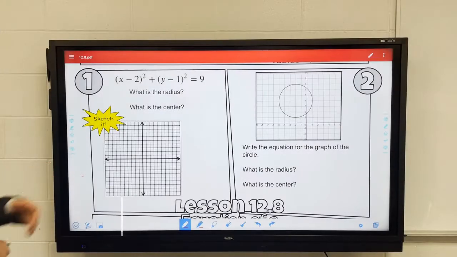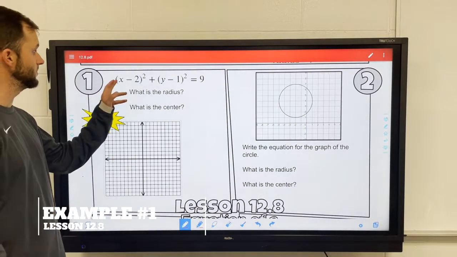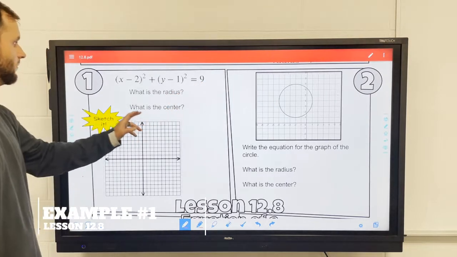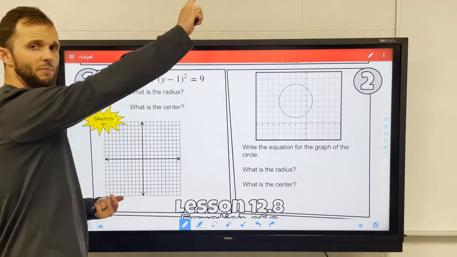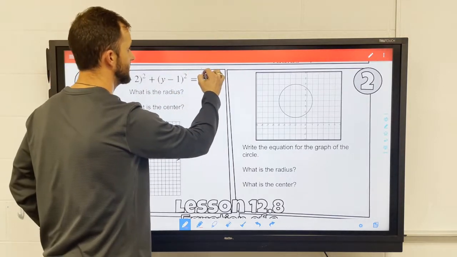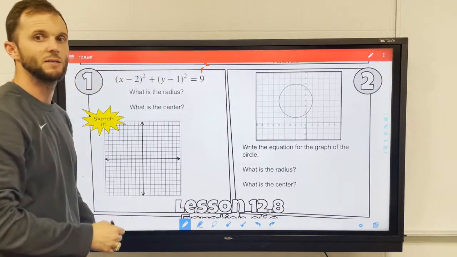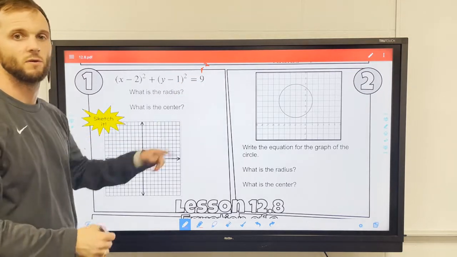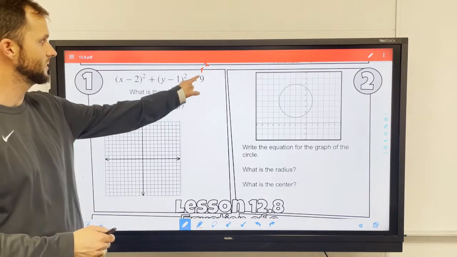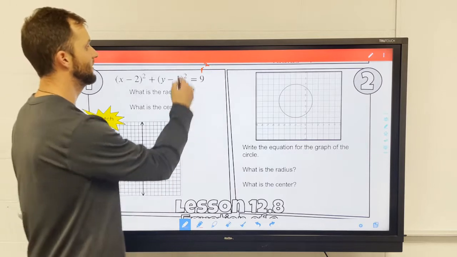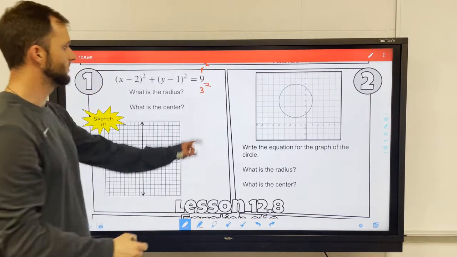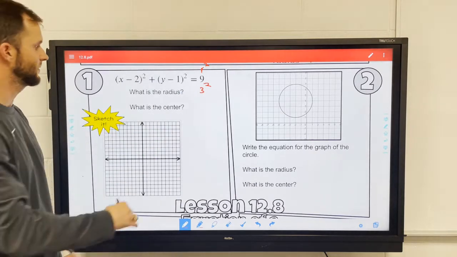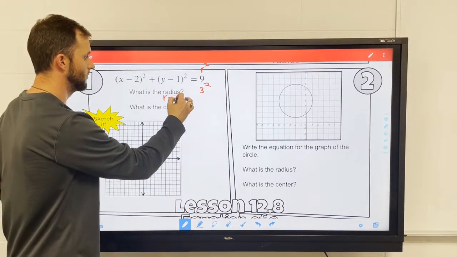All right, looking at example number 1, it wants me to use this equation of a circle and find the radius and the center. You know up top in your problem that this is r squared, so the radius is going to be the square root of that. So I'm going to turn 9 into 3 squared. So my radius is actually going to be 3. So my r is going to equal 3.